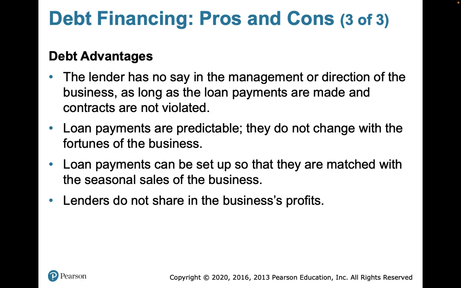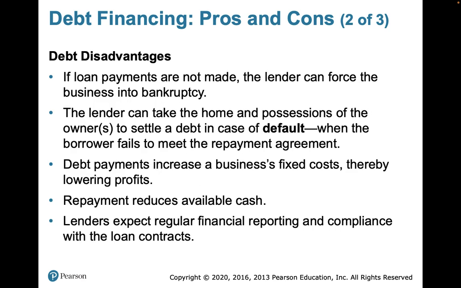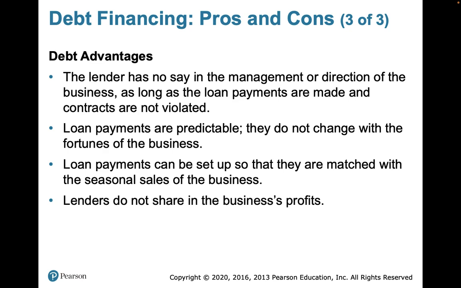So moving on, we're still on the debt. Now we're going to talk about the advantages. The lender has no say in management or direction of the business as long as the loan payments are made and contracts are not violated. Your lender has no business with your business. He does not have any say in how you run your business or what decisions you make. He's only interested in the money he has given you and has to be paid back, only that. If you are paying back the money on the agreed terms and conditions, you totally shut them up. They do not have any right on your business. They only have a right on the loan, the money they've given you, which you are expected to pay back.